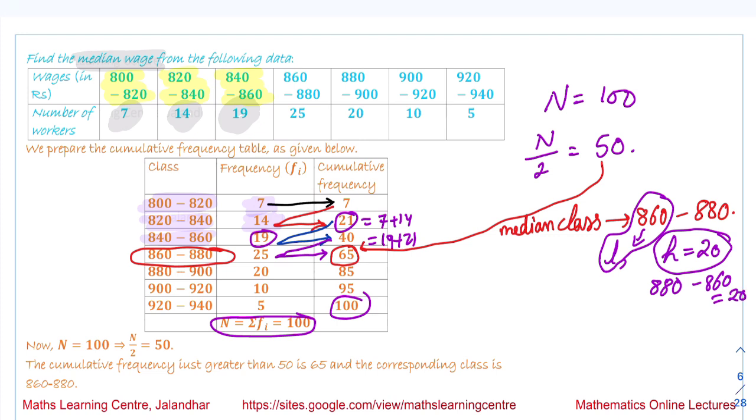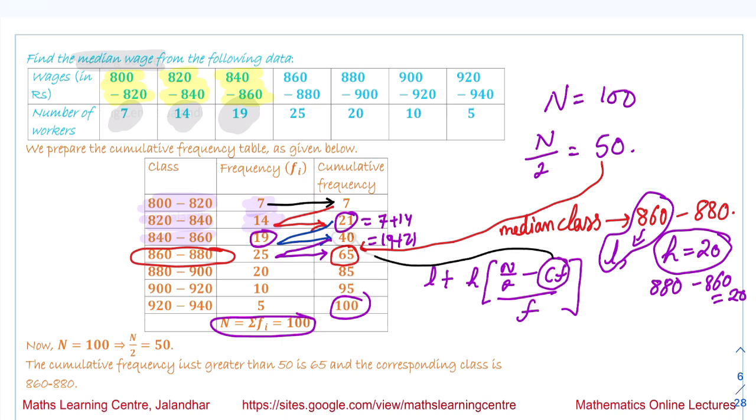Now the formula we have is L plus H into (N by 2 minus CF) over F. N by 2 we already have. CF is the cumulative frequency of the preceding class, which is 40, and the frequency of this median class is 25. So when we substitute these values in this formula, the calculations are shown in our next slide.